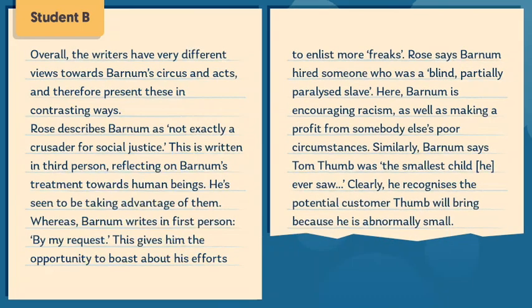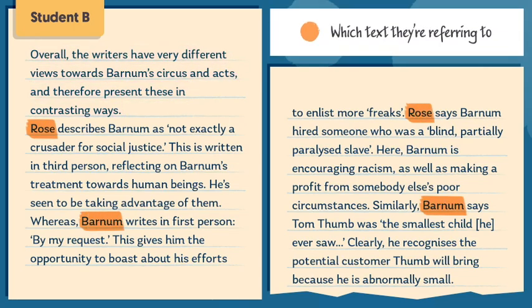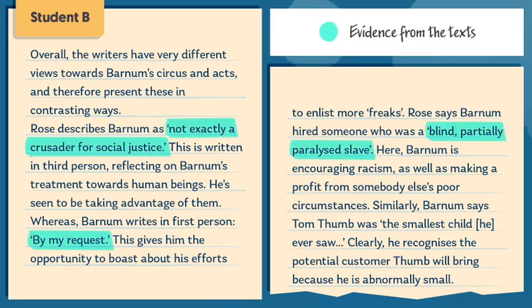Throughout their response, student B uses a clear structure. They begin by introducing their answer with an overview of the 2 texts, like you should for all 10-mark questions. They outline which text they're referring to using the author's names. They explain how the comparisons are presented within each text, and to support their arguments, they use evidence from the texts.